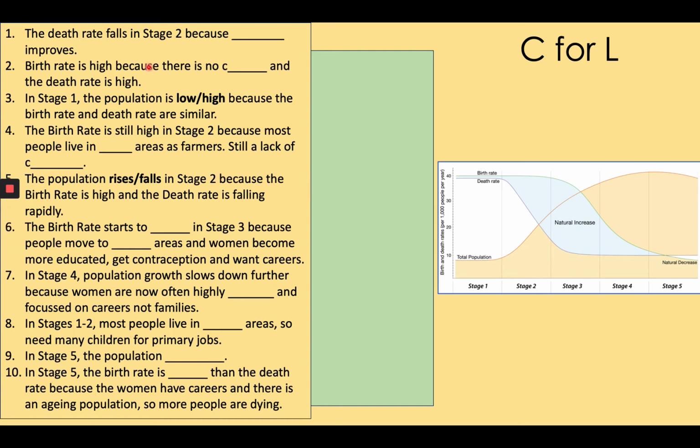Number 1. The death rate falls in stage 2 because healthcare and medicine improve. Number 2. Birth rate is high because there is no contraception and the death rate is high. This refers to stage 1, if you remember. Number 3. In stage 1, the population is low because the birth rate and death rate are similar, so the population can't increase. Number 4. The birth rate is still high in stage 2 because most people live in rural areas as farmers and there's still a lack of contraception.